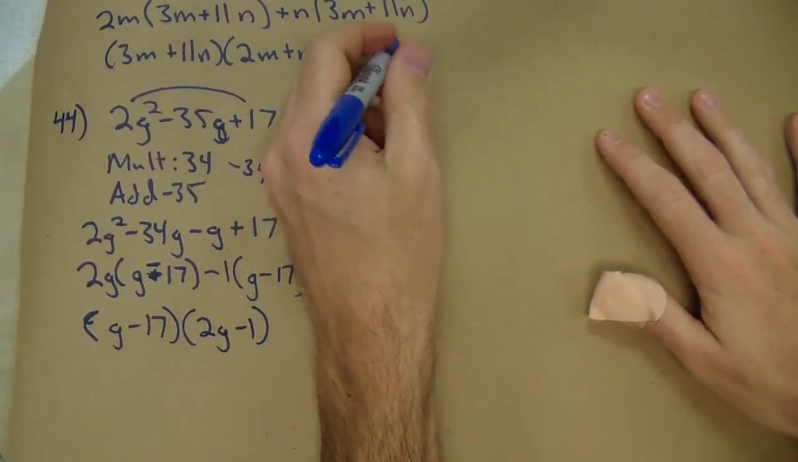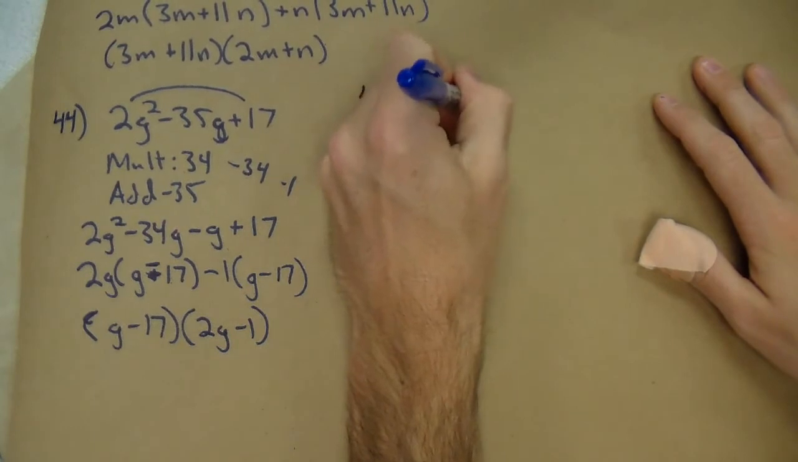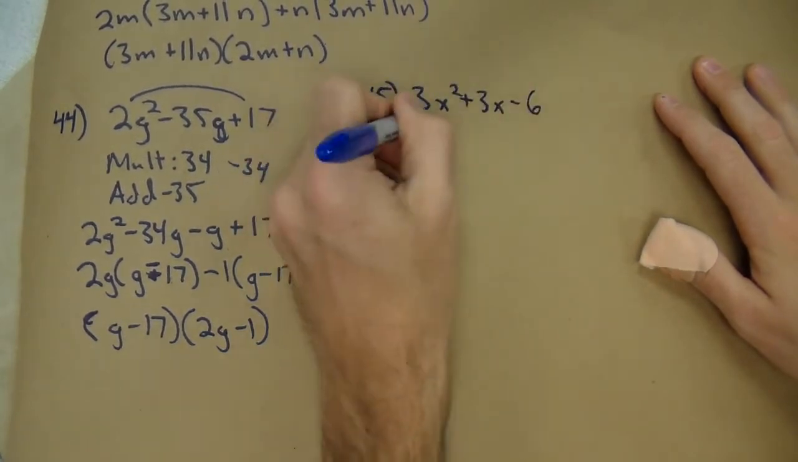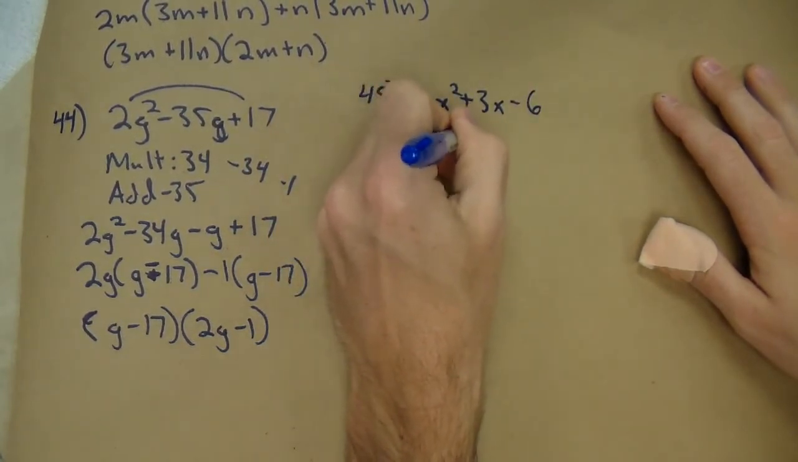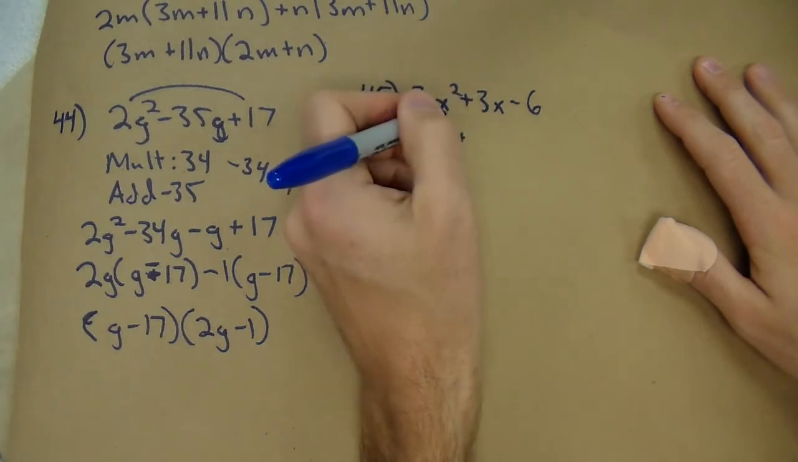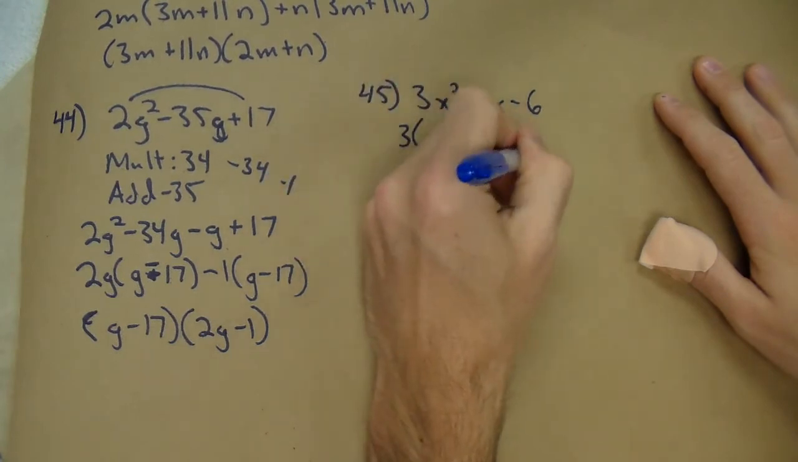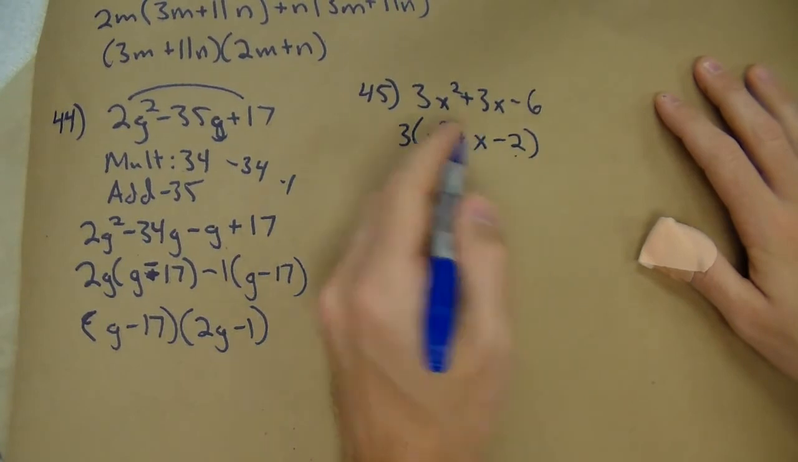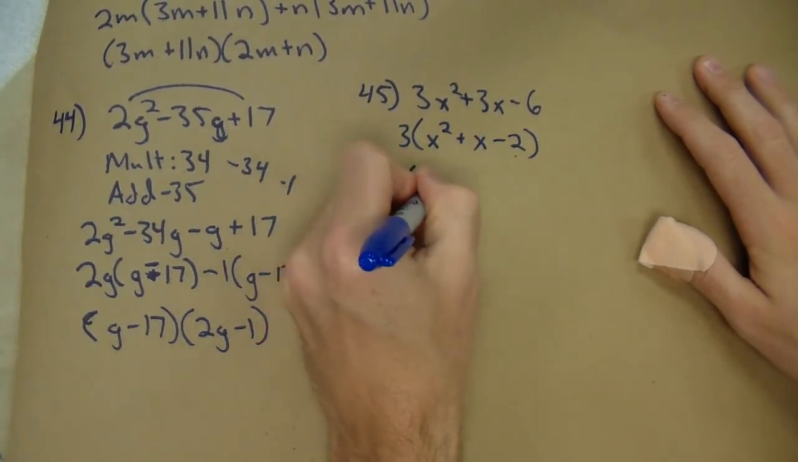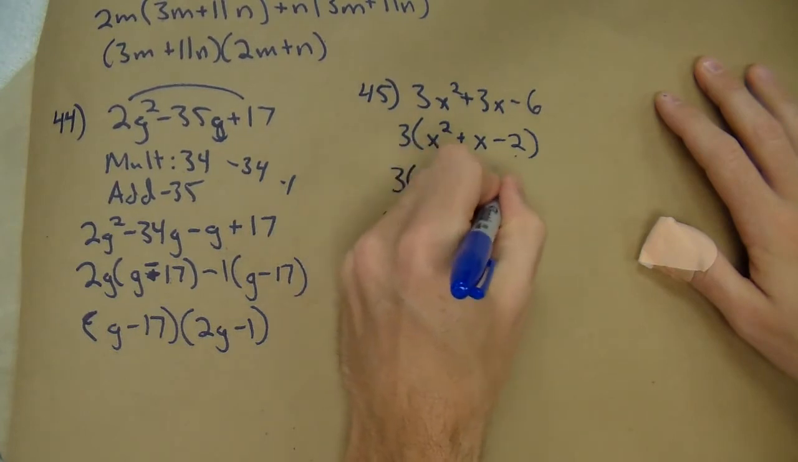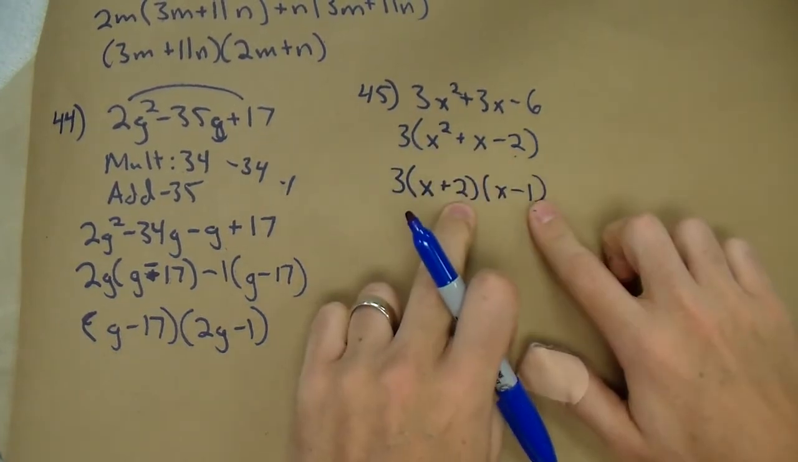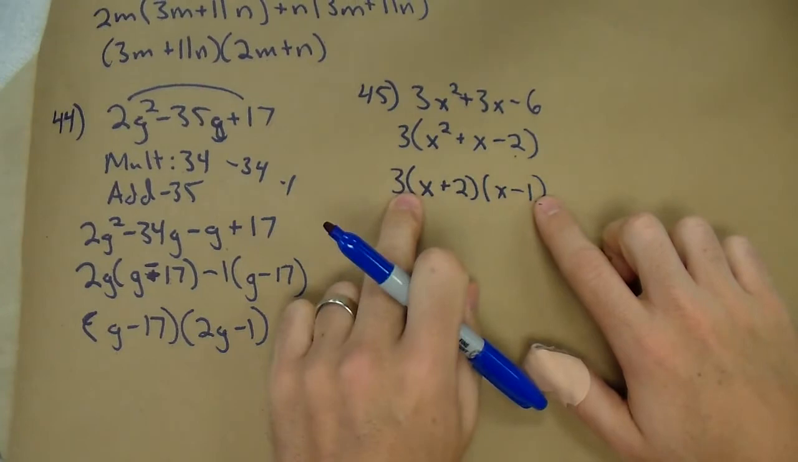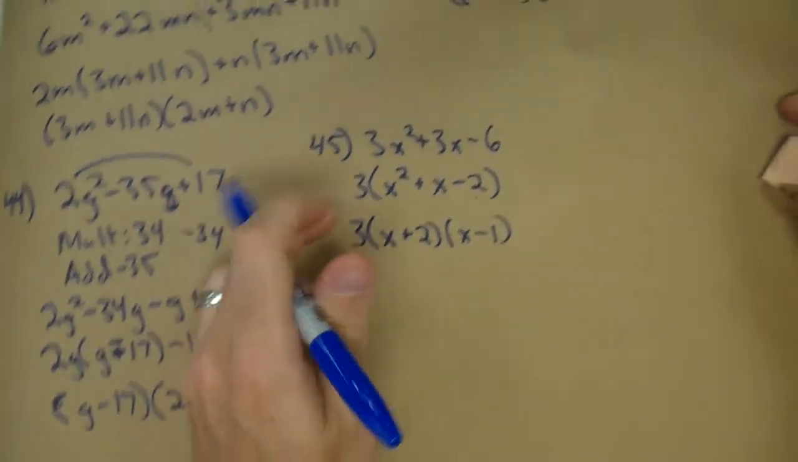45. We're doing 3x squared plus 3x minus 6. I can factor out a 3. Leaves me with x squared plus x minus 2. Now multiply to negative 2, add to 1. Looks like I'm going to do x plus 2, x minus 1, because I get multiply negative 2, add to 1. Don't forget the 3 on the outside.